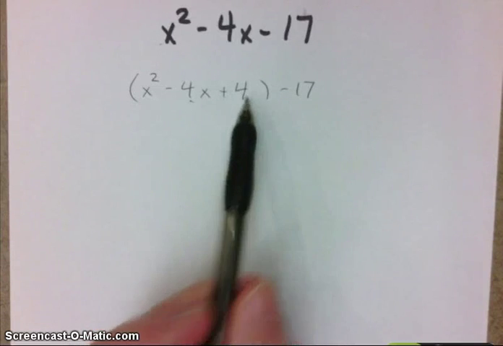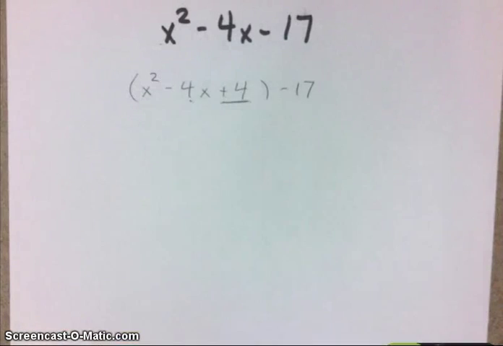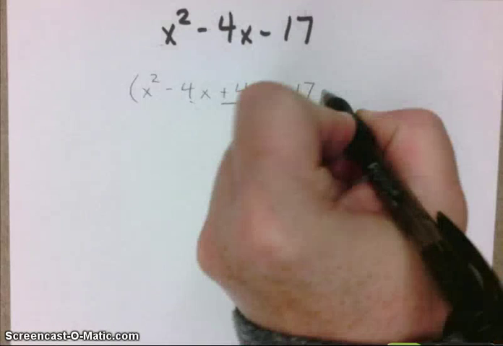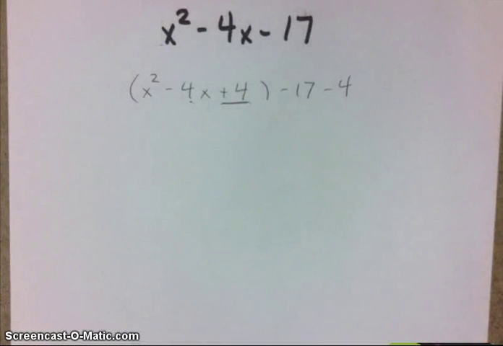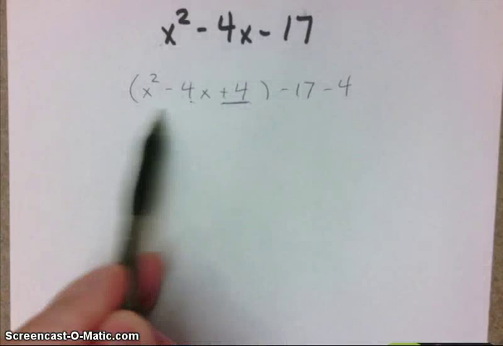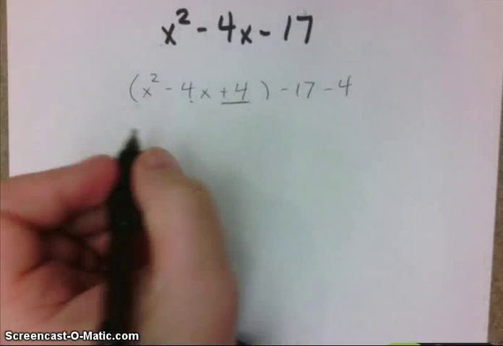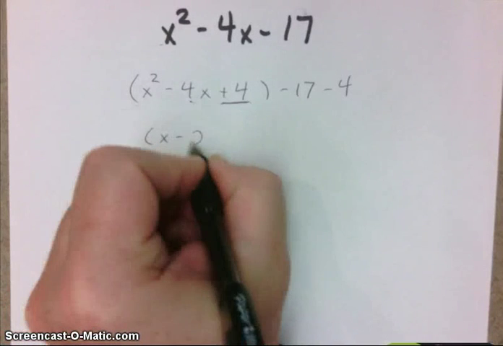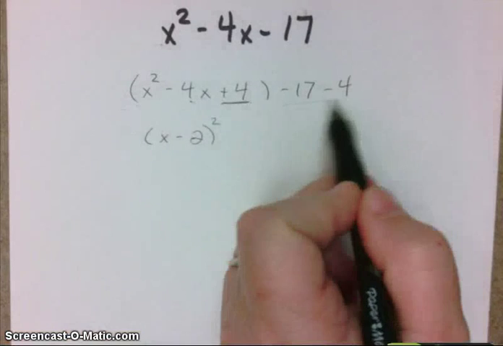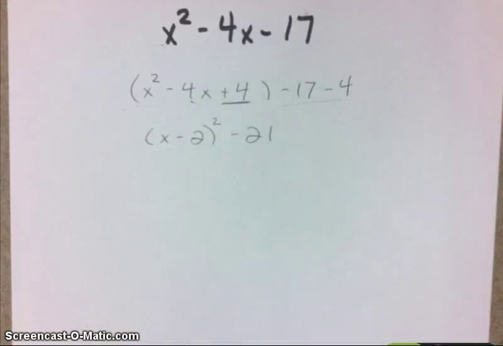But here's the thing. We can't just willy-nilly walk around adding 4 wherever we want when we have an expression. And so we need to balance out this expression by subtracting that 4 back off. So now, no harm, no foul, right? We added 4, we subtracted 4. Except now we have this perfect square trinomial that we can go ahead and factor as x minus 2 squared. Simplifying this on the end, we have minus 21, and so now we've completed the square.